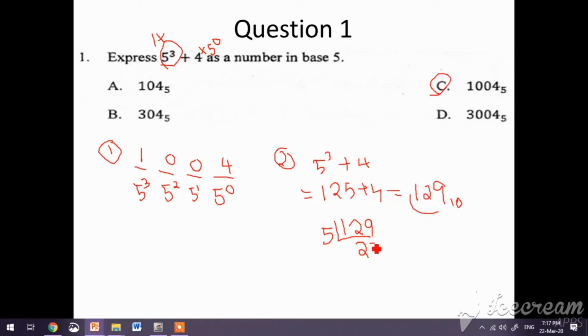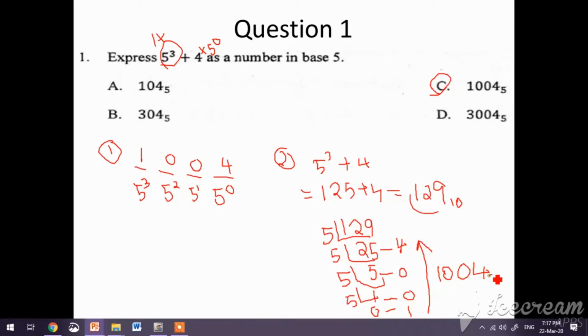25, remainder 4. 25 divided by 5 is 5, remainder 0. Divided by 5 again, 1, remainder 0. Divided by 5 again, 0, remainder 1. So the answer is 1004 base 5. So you have two methods to solve this question.